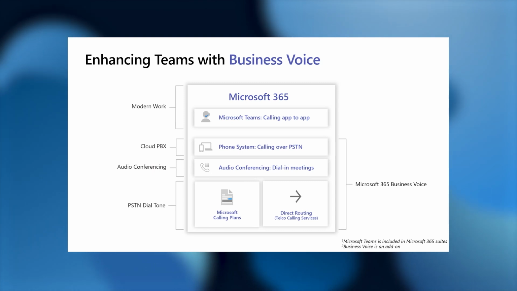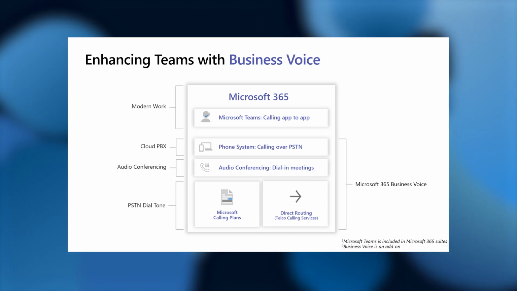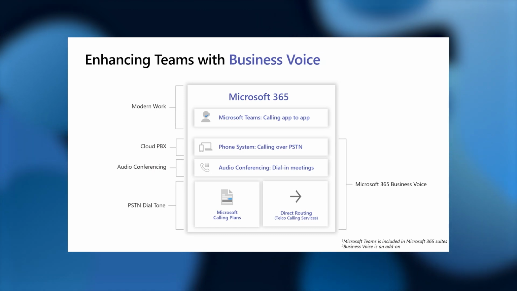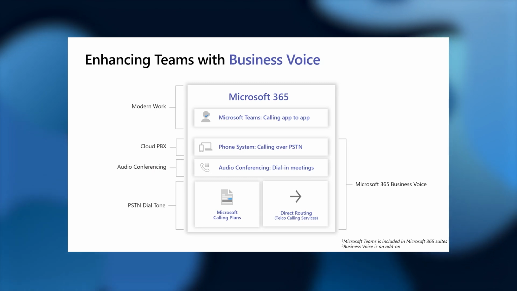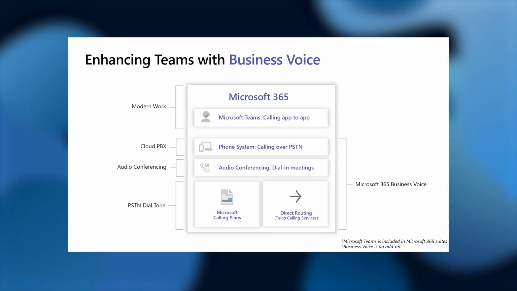You can choose to get a calling plan directly from Microsoft, which is currently available for small and medium businesses in the US, UK, and Canada. Or you can choose to get dial tone from another service provider and use direct routing. This option is available in over 70 countries around the world. Both scenarios provide end users with calling in Teams.